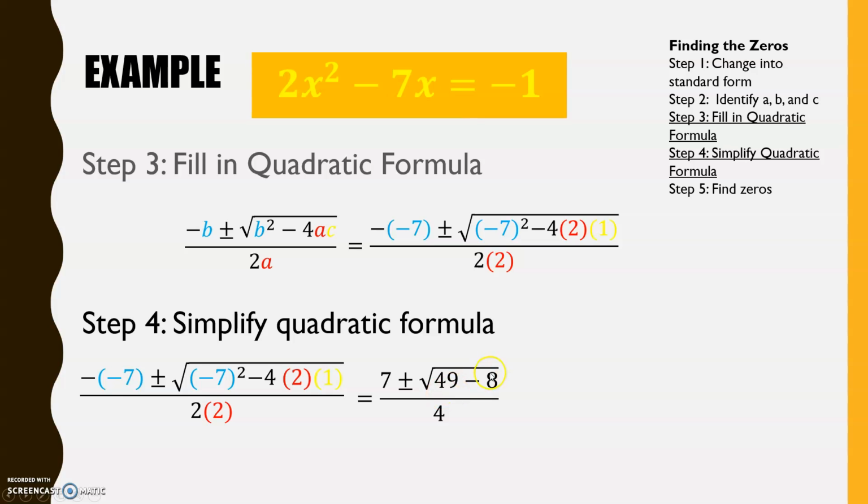Okay, next I can keep going. I can do 49 minus 8, 41. So 7 plus or minus the square root of 41 all over 4. Now here, we can take the square root and I've rounded this to just one decimal place. So the square root of 41 is something like 6.4. Now here is where we're going to be under our last step. We're going to find our zeros. We have to figure out what's going on with 7 plus or minus 6.4 over 4.